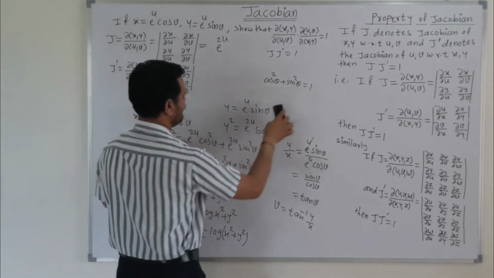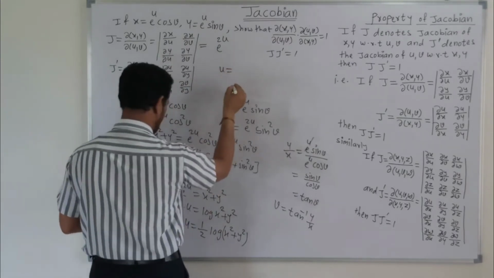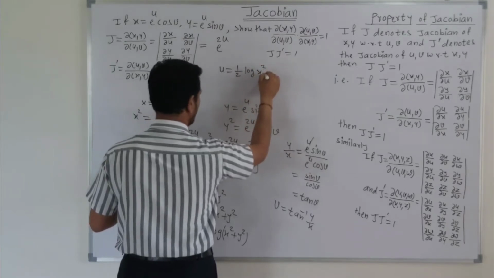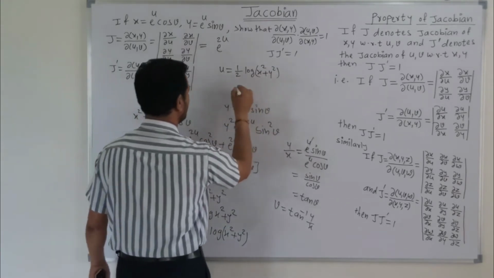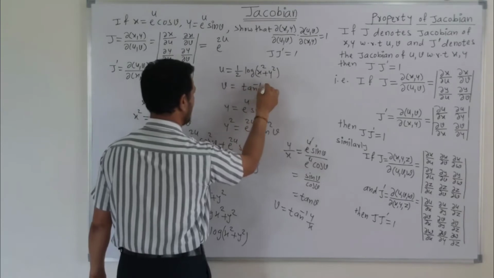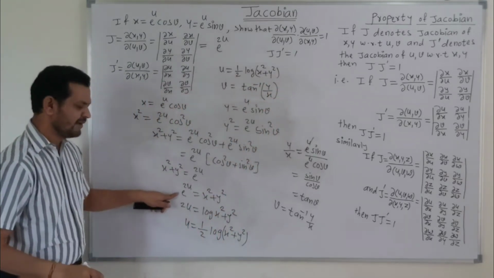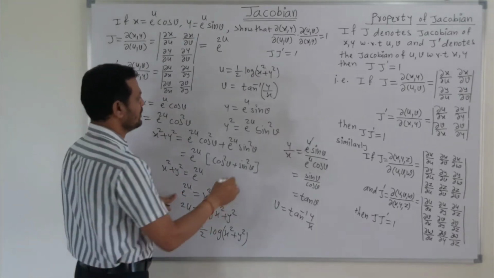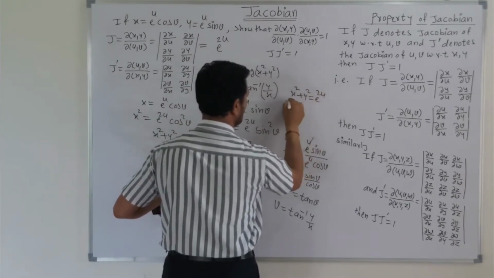Now friends, for simplicity, I will write the value of u and v here. So value of u is 1 upon 2 log of x square plus y square, and the value of v is tan inverse y by x. So again we require the value of this term: x square plus y square is equal to e raised to 2u.